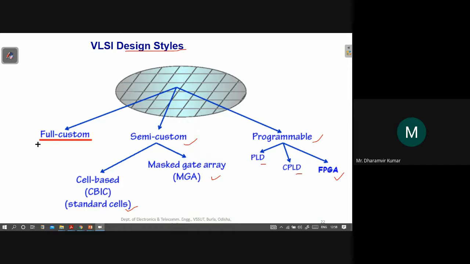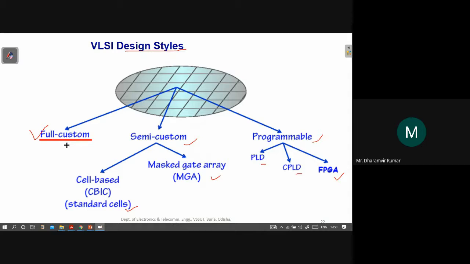For example, you'll find that full custom, where all the things are made from scratch, will give you the fastest chip possible among all these VLSI design styles. But at the same time, it will also consume the longest time among all these design styles. It will consume a lot of money also. It costs a lot to use full custom designs for designing a chip.